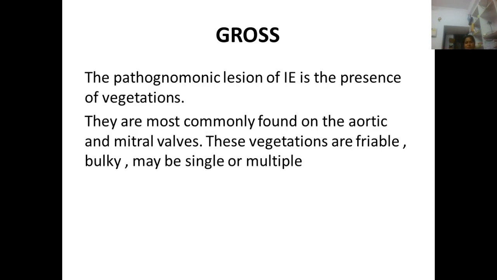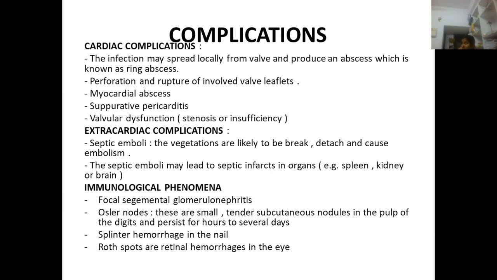Gross appearance means how it looks. There is the presence of vegetations, composed of platelets, fibrin, scanty inflammatory cells and microorganisms. They are most commonly found on the aortic and mitral valves. These vegetations are friable and bulky, and may be single or multiple.